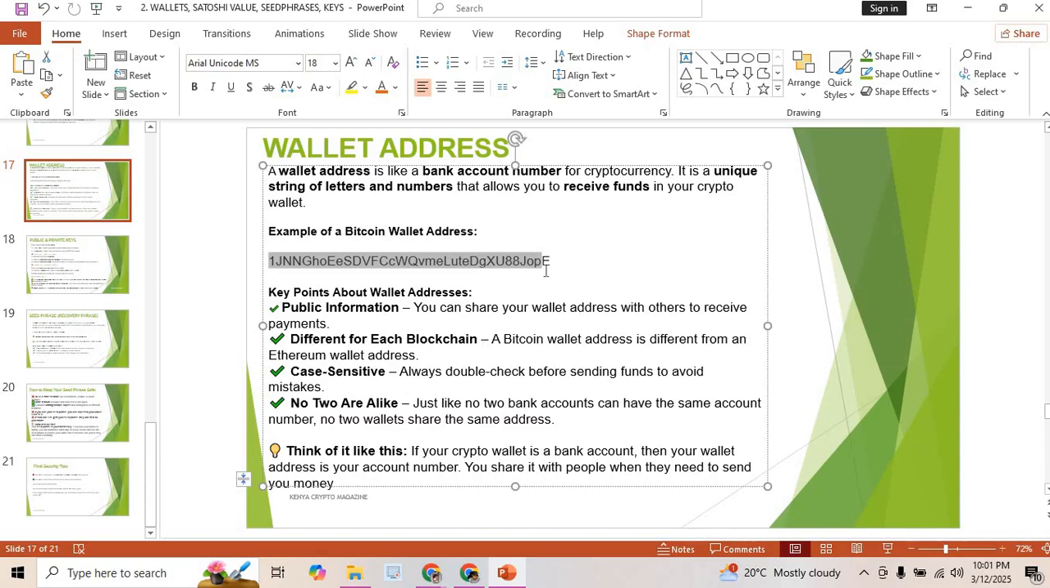There are not two that are alike. You'll never find me and you sharing the same Bitcoin address. The same as bank accounts, you can never have the same account number. So that's basically it about wallet addresses.